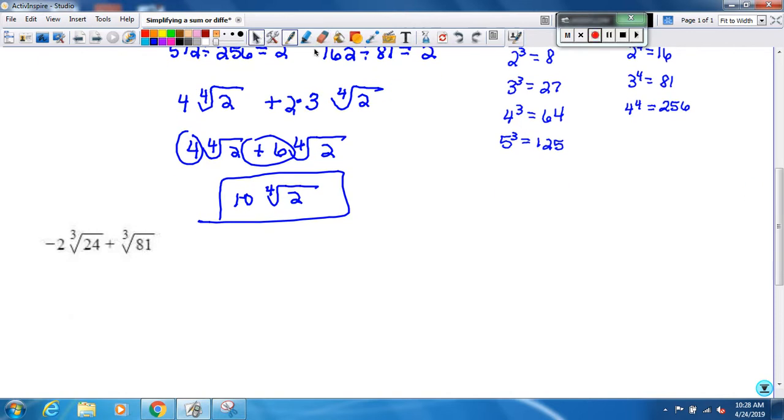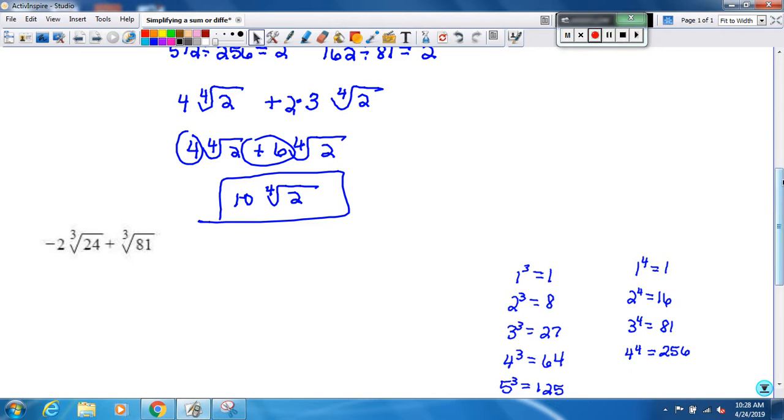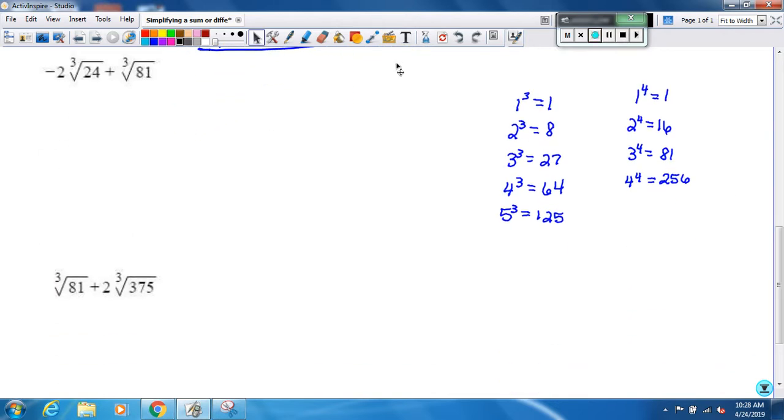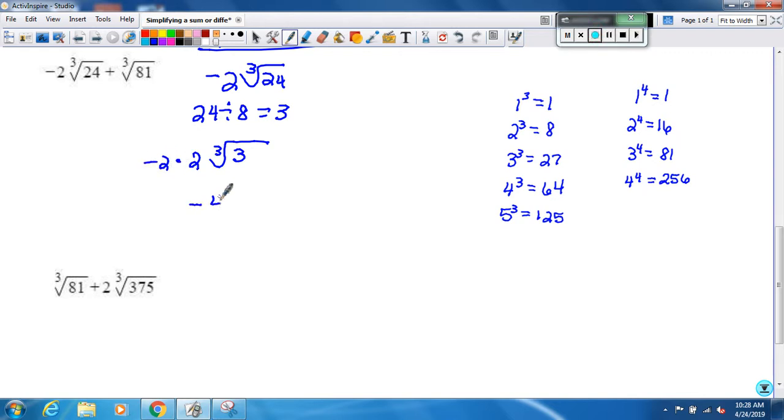The next one is a cubed, so I'm going to use my cubed list, my list of 3s. Okay, so negative 2 and the cubed root of 24. I need a number smaller than 24, so 24 divided by 8. 24 divided by 8 equals 3, and that goes under your radical. And then since we divided by 8, the 2 goes out front. But this term also had a negative 2 out front. So we get a negative 4 times the cubed root of 3.